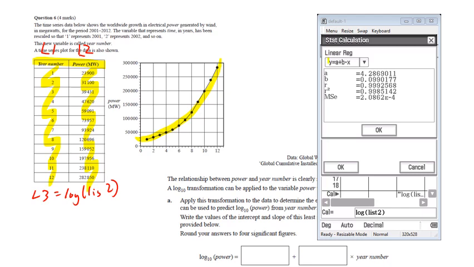So there's our equation, y equals a plus bx, and so this is the a here, and a is 4.286911. Well, look, we've got to do 4 significant figures, so we've got to chop that off. So 4 is a significant figure, 286, so 4.286. If we chop that off, we see we've got a 9, so we've got to make this into 4.287. Yes, because we're rounding.